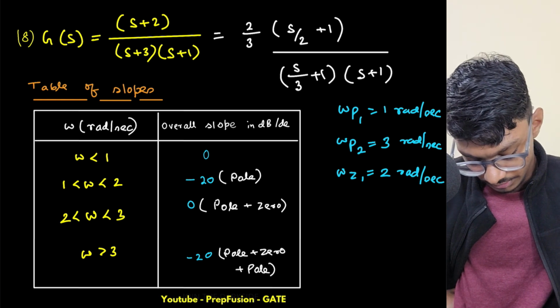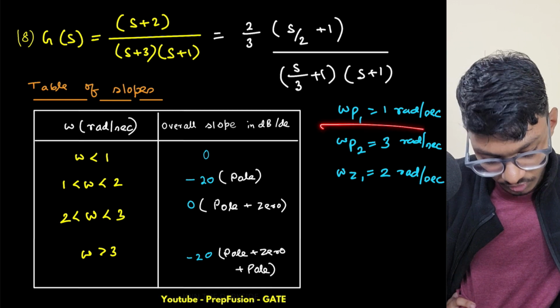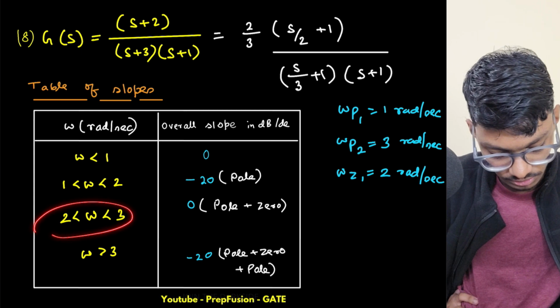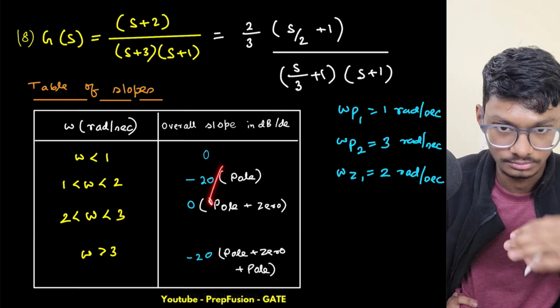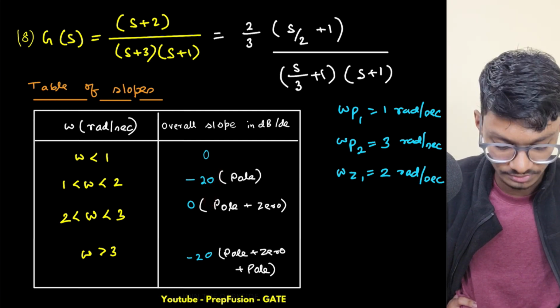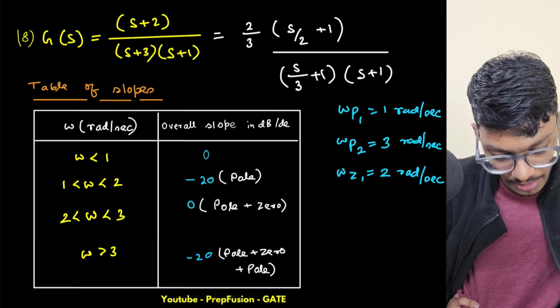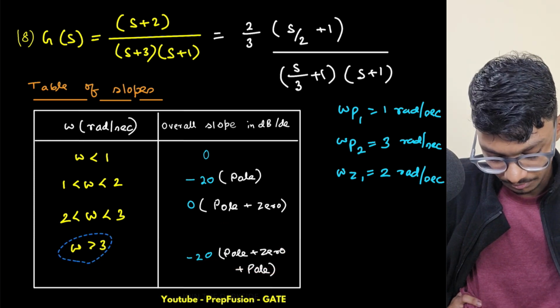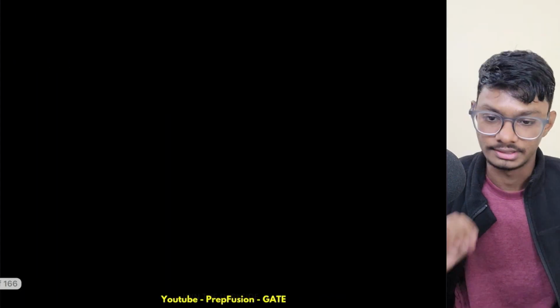Now what do we do? We reach one pole at omega equals 1, so obviously I will get a slope of minus 20 dB per decade. Then what happens between 2 and 3? At 2 I encounter a zero, so my slope will be added plus 20: minus 20 plus 20 becomes 0. Then after this 3, I am encountering another pole, so 0 plus pole becomes minus 20 dB per decade. Simple. So this is a table of slopes, like the previous case only.